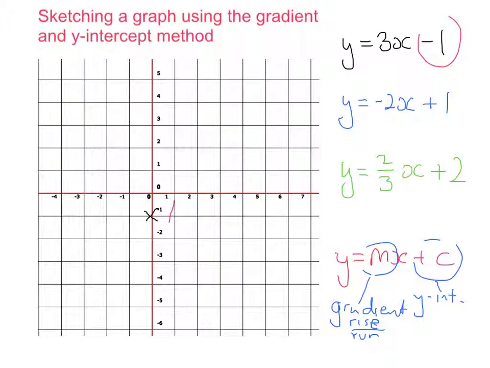And then what we do is we use our gradient. The gradient is 3, and if that is written as rise over run, we turn it into a fraction, we call it 3 over 1. So what that tells us to do is we would start at our y-intercept, which is -1, and then we go up 3. So 1, 2, 3, and then we go across 1 to get our second point, which would be right there.